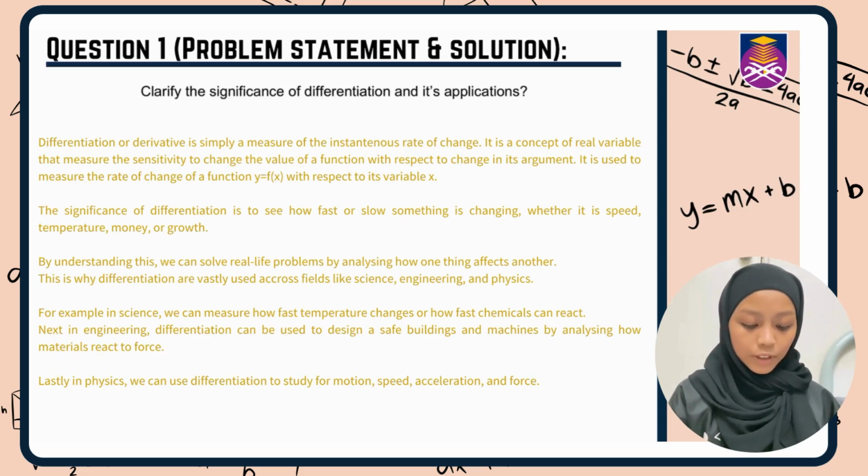This is why differentiation is vastly used across fields like science, engineering, and physics. For example, in science, we can measure how fast temperature changes or how fast chemicals can react. Next, in engineering, differentiation can be used to design safe buildings and machines by analyzing how materials react to force. Lastly, in physics, we can use differentiation to study motion, speed, acceleration, and force.